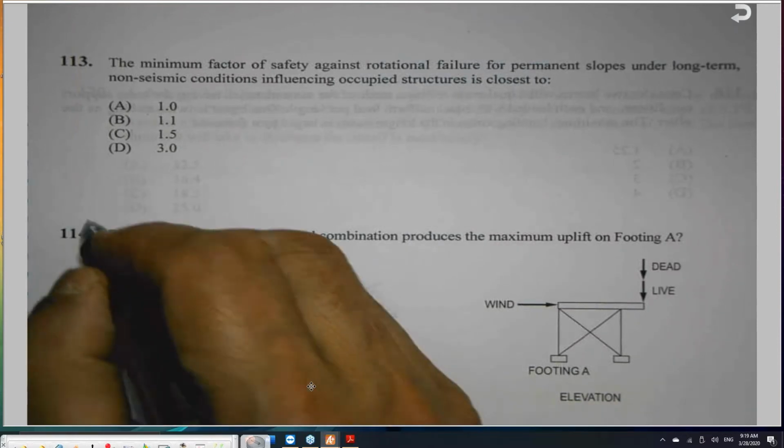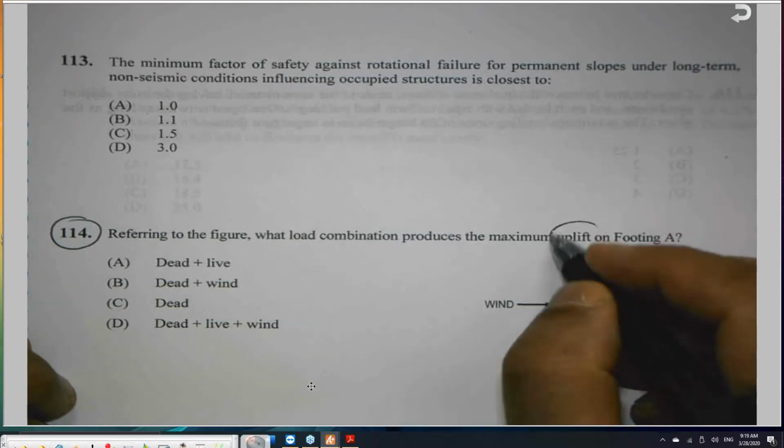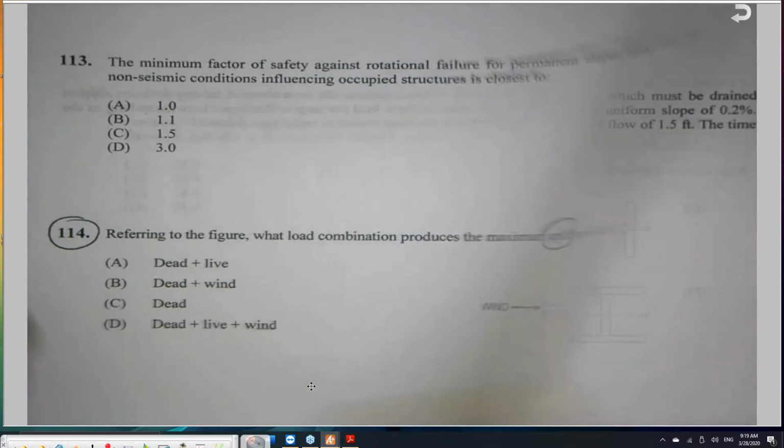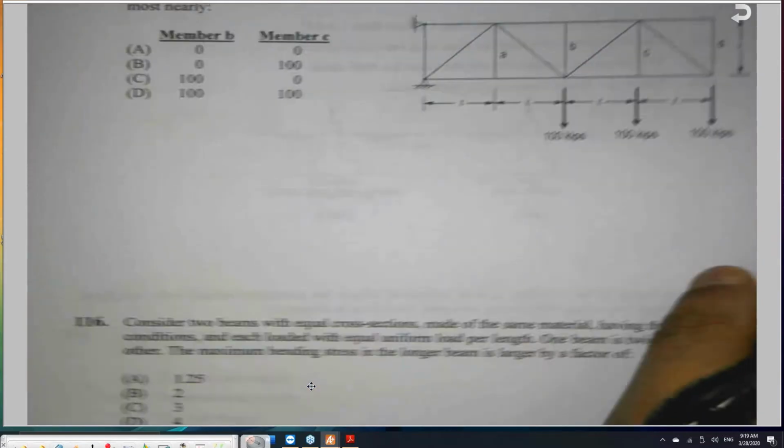And this is one problem, for example, about the uplift force. Another problem, 115, related to trusses.